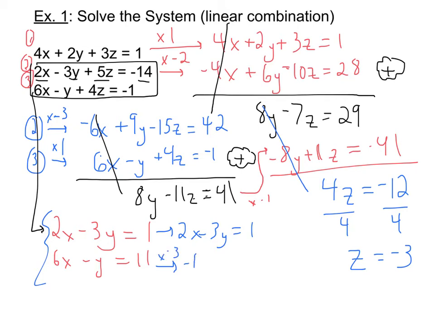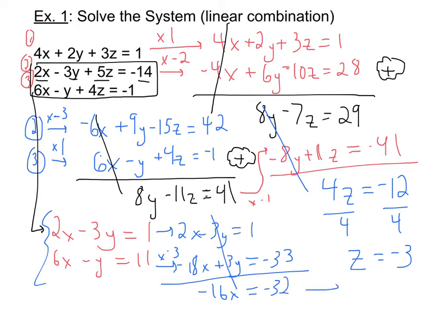That will give us negative 6x plus 3y equals negative 33. Oops, I made a boo-boo. Sorry, it's not negative 6x. When I do 6 times negative 3, that is negative 18x. Okay, add these equations, boom. That will give us a cancellation there. We have a negative 16x, and we have equals negative 32. Divide by 2 on both sides, and you get x equals 2.